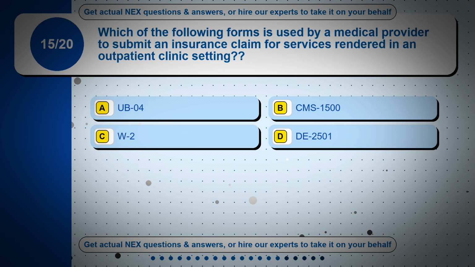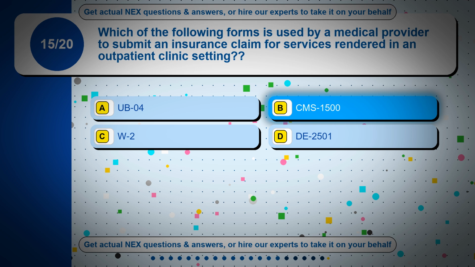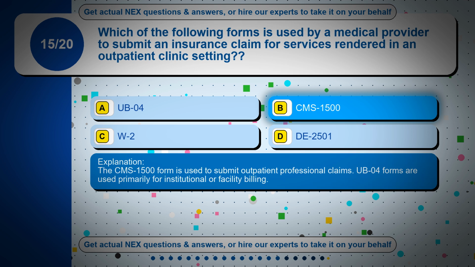Question 15. Which of the following forms is used by a medical provider to submit an insurance claim for services rendered in an outpatient clinic setting? Option A, UB04. Option B, CMS 1500. Option C, W2. Option D, 2501. The correct answer is option B. CMS 1500. The CMS 1500 form is used to submit outpatient professional claims. UB04 forms are used primarily for institutional or facility billing.